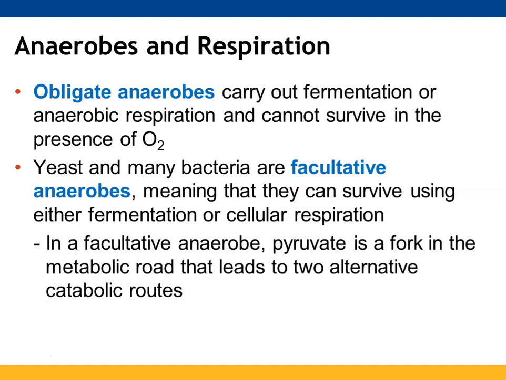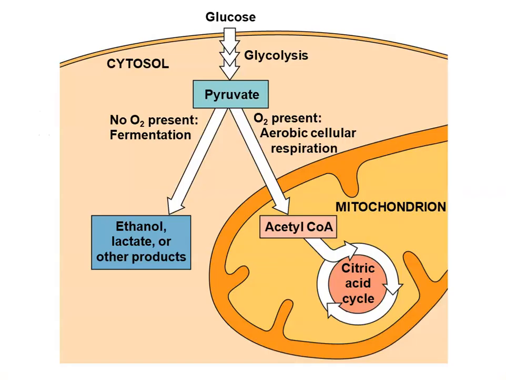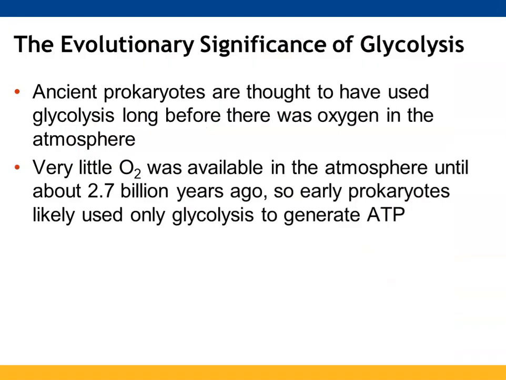So pyruvate can go into the citric acid cycle and oxidative phosphorylation, has the option to do that if there's oxygen present, or it has the option to go through fermentation if oxygen is not present. All right, and there you can kind of see where that fork in the road is between the two processes. So glycolysis has a lot of evolutionary significance.